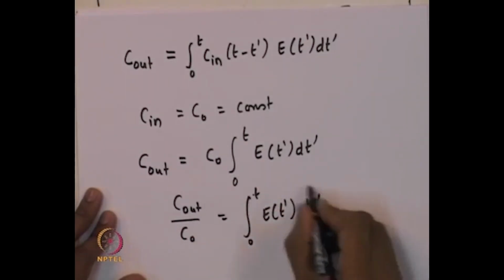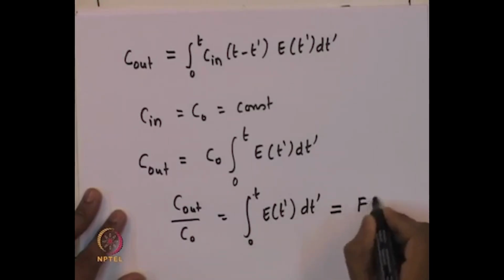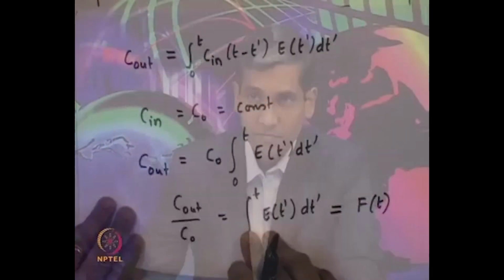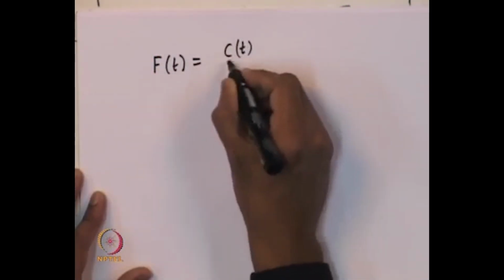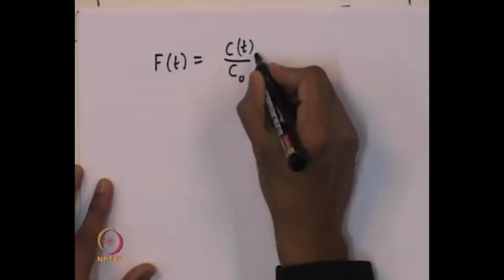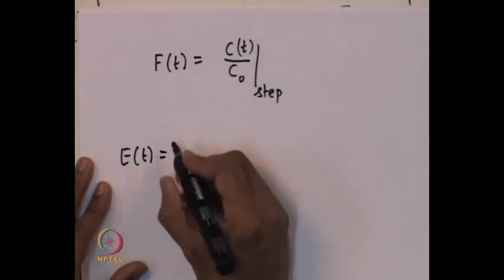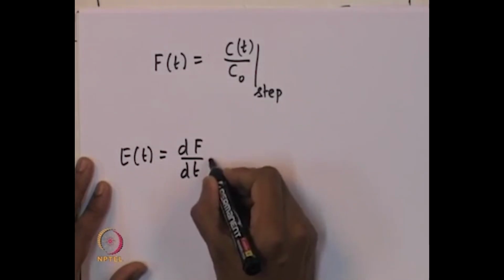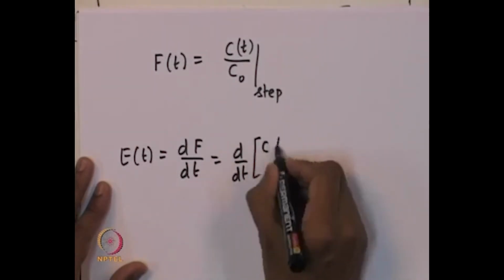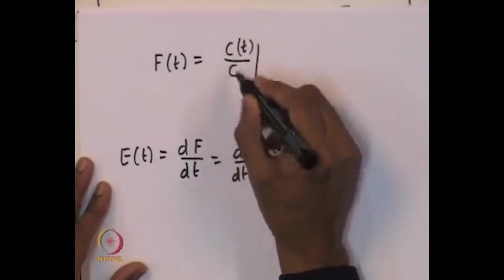So, this integral over the E curve, or the RTD function, is what is called the cumulative distribution function F of t. So, F of t is essentially the concentration of the tracer in the output divided by the concentration of the tracer which is maintained in the feed stream, and this is for the step input method. Therefore, it can easily be shown that E of t is equal to the first derivative of F with respect to time, that is d by dt of C of t divided by C naught. So, F basically says what fraction of the fluid is leaving the reactor with a certain residence time.